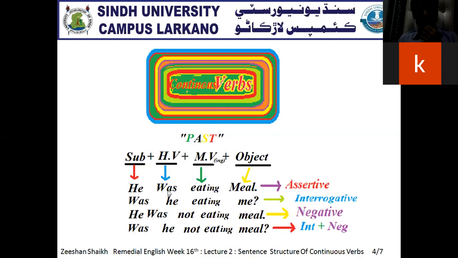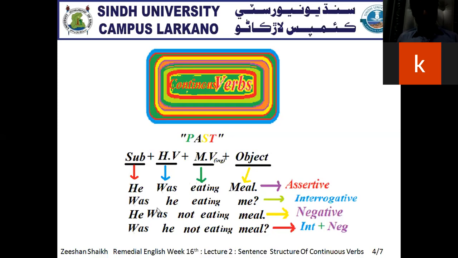Now everybody knows that was is being used with the third person singular as well as the first person pronoun, that is I, he, she, it, and a single name. These are the four pronouns through which we use the helping verb was. Now, he was eating meal. That becomes your assertive sentence.